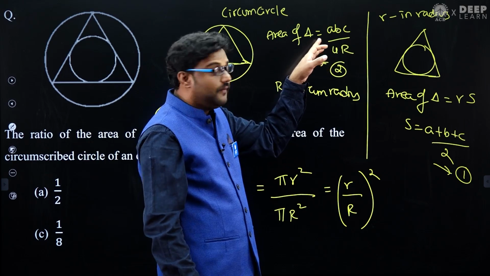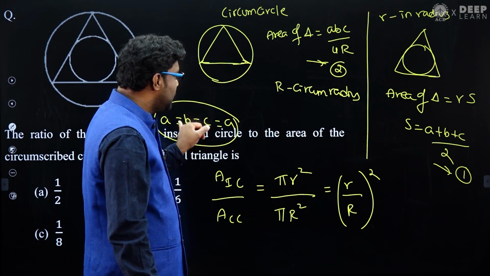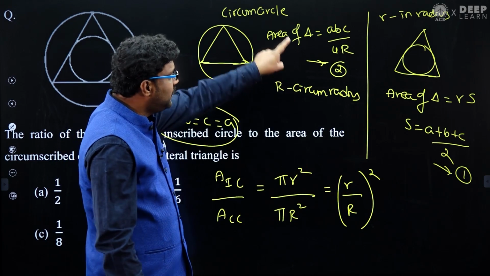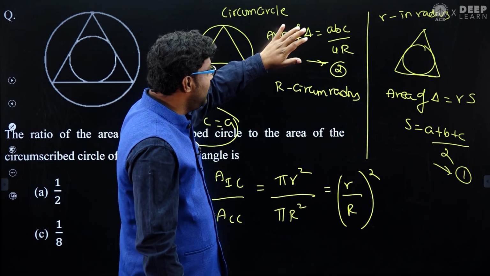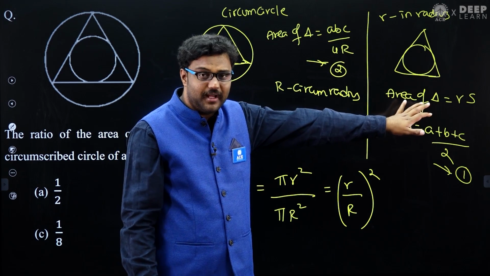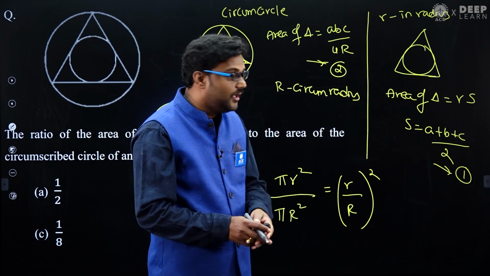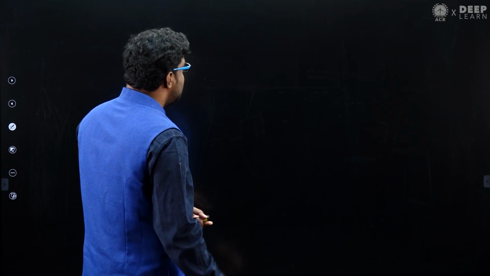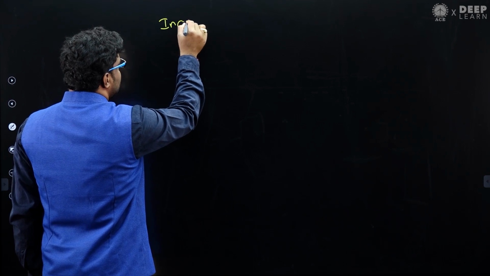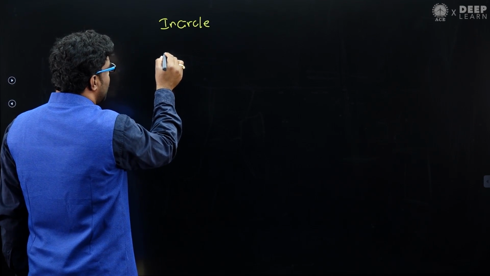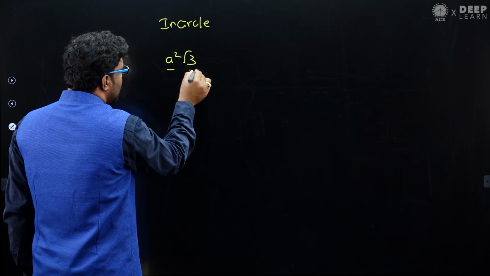The area of the triangle, for the circumcircle concept, is ABC by 4R. Here all sides are equal, so both are the area of the same triangle, an equilateral triangle. Here we have to find capital R and small r. Using the incircle concept, as all sides are equal, the area of an equilateral triangle is square root 3 by 4 A square.